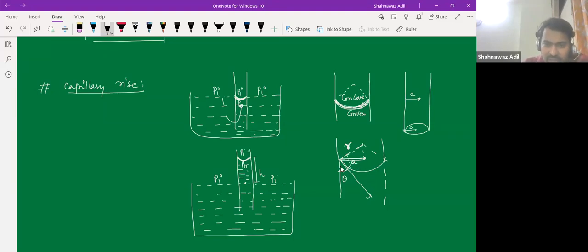So we'll come to this cylinder part later. But we know what would be the excess pressure. Can you guys tell me what would be the excess pressure? What would be the excess pressure, guys?